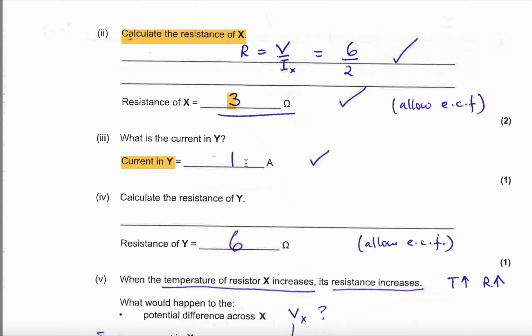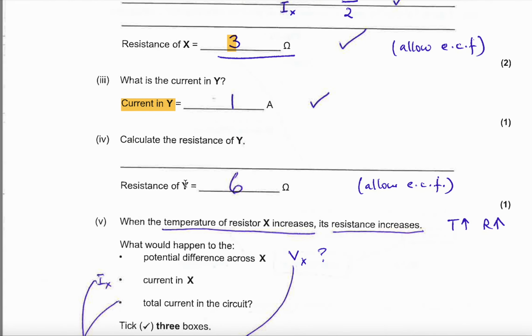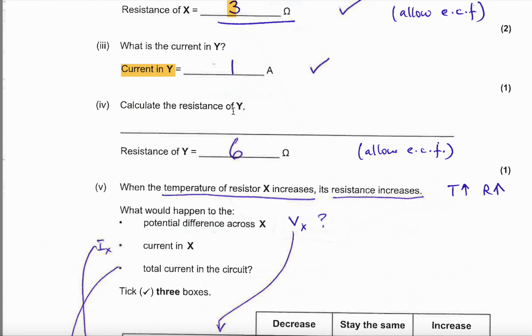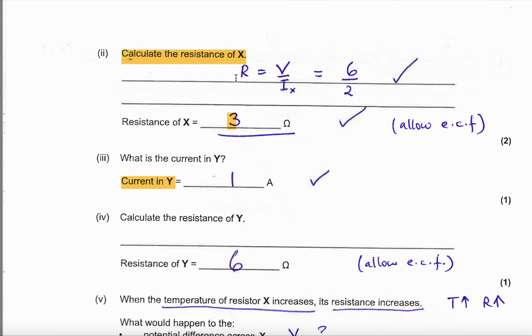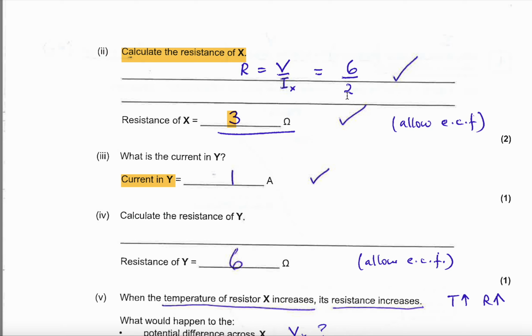Well, if 2 amps went one way, then 1 amp is left for the current in Y, because there's 3 amps in total. You don't lose any current. Then it says calculate the resistance of Y. Well, we just said that there's 6 volts. So 6 volts, the current is I. So you do the same equation, but this time it is 6 divided by 1.